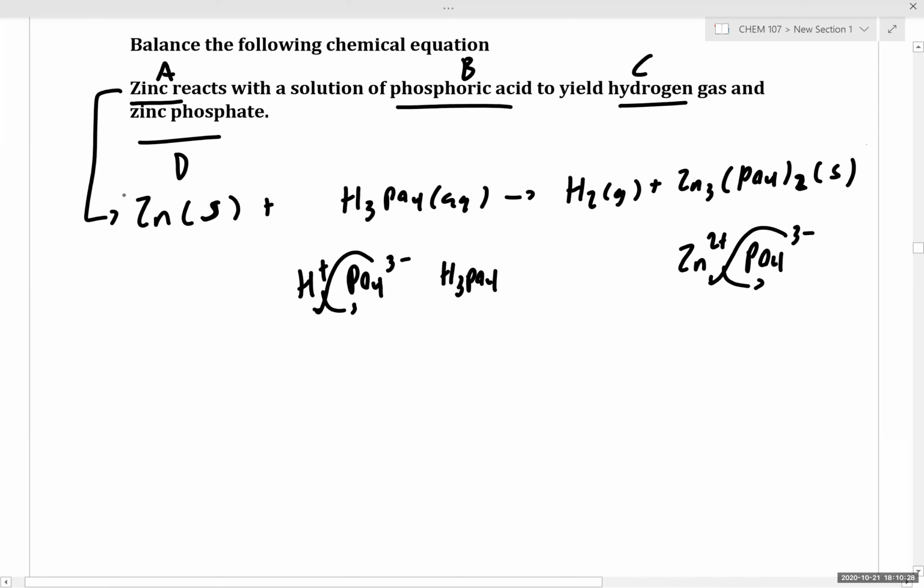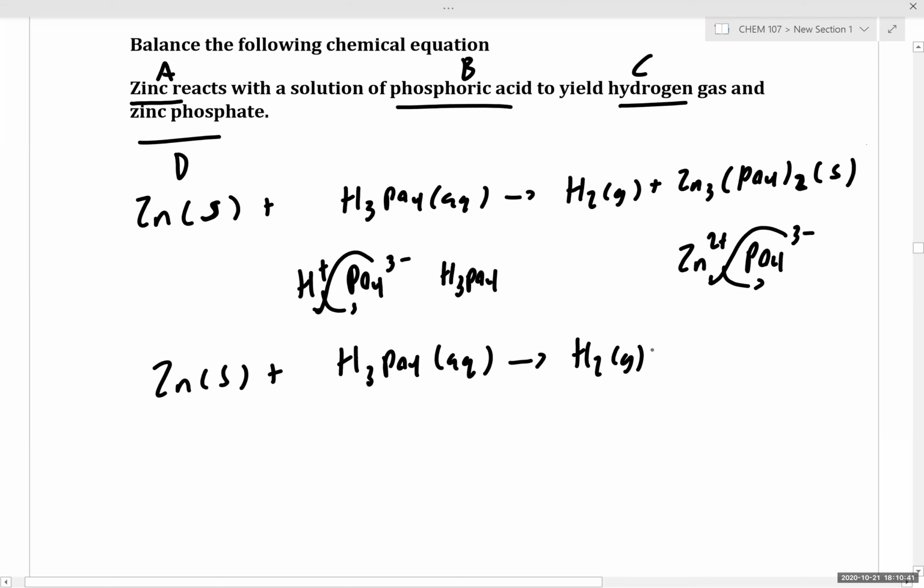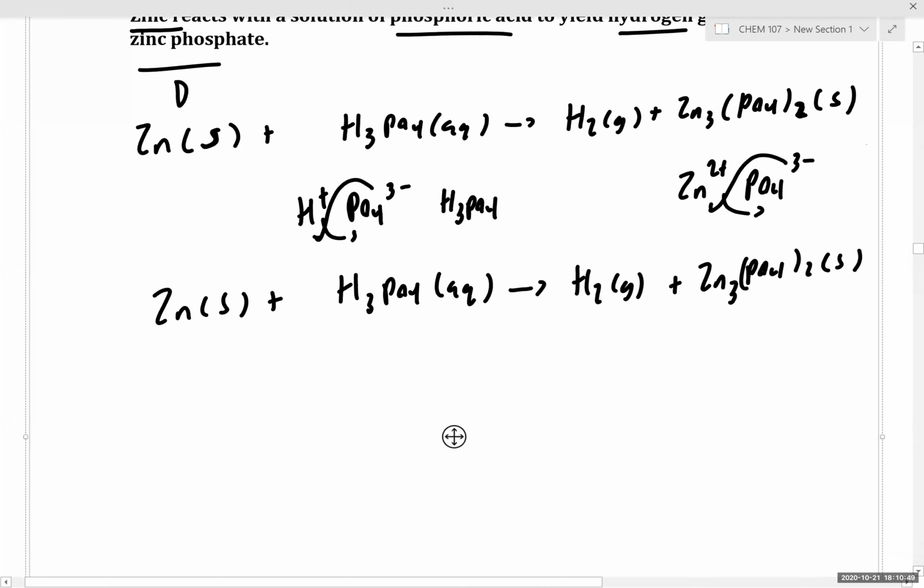Okay, so now that we have our preliminary unbalanced chemical equation, I'd like us to focus on balancing this chemical equation and adjusting the reaction coefficients. And we'll discuss this example in about another 2 to 3 minutes.